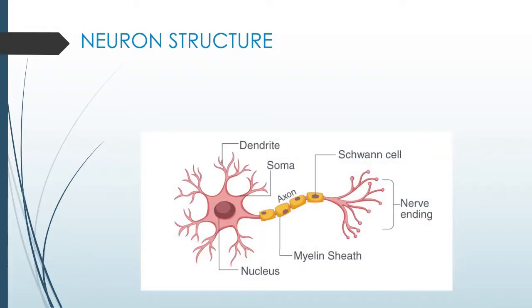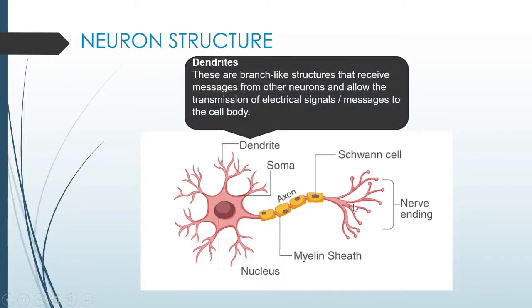Now let's look at a detailed structure of a neuron. Here you can see a structure which is called the cell body. This is your axon. These are all the nerve endings. And this part that you can see, these are the dendrites, which are connected to your cell body. These dendrites are branch-like structures that receive messages from other neurons and allow the transmission of electrical signals or messages to the cell body, right?